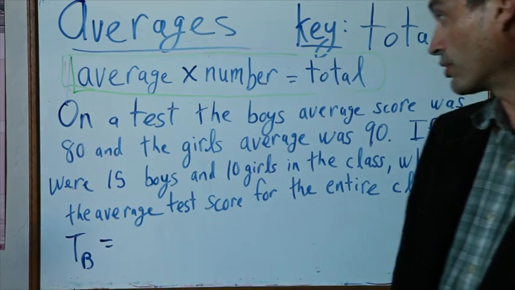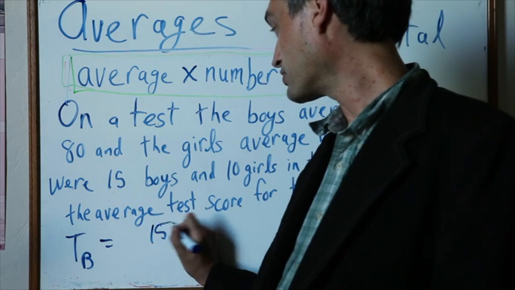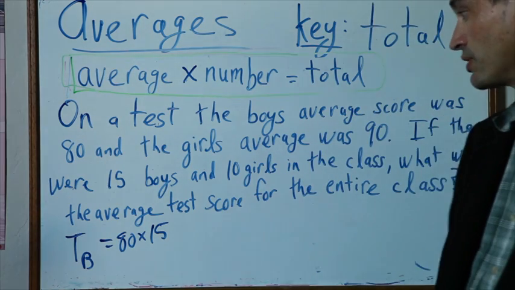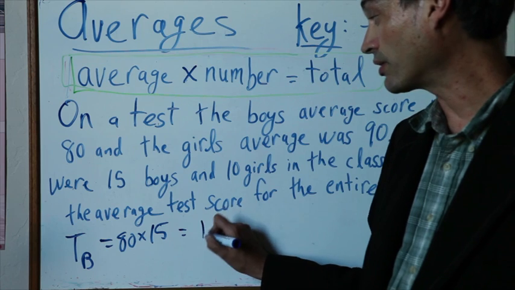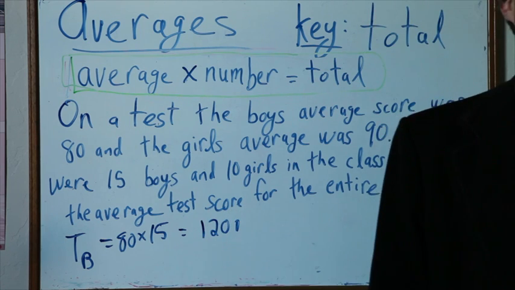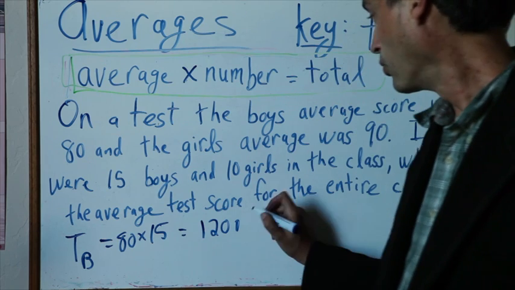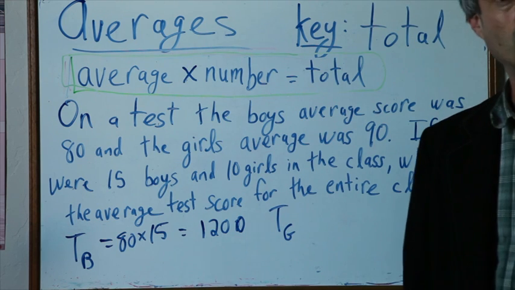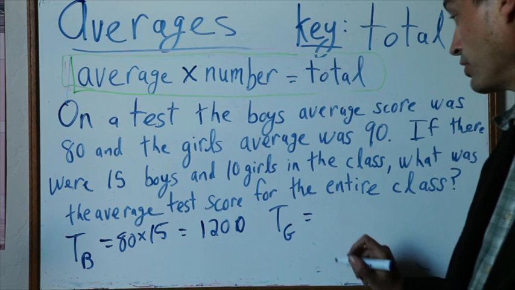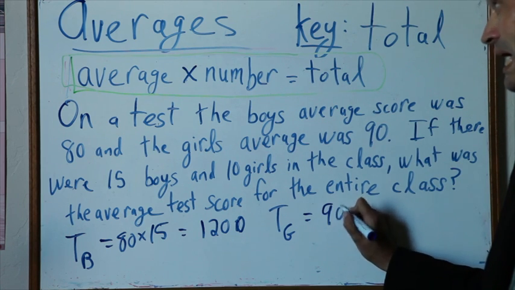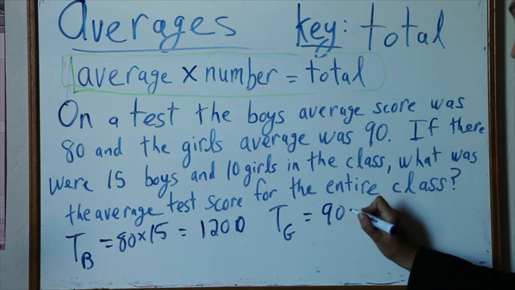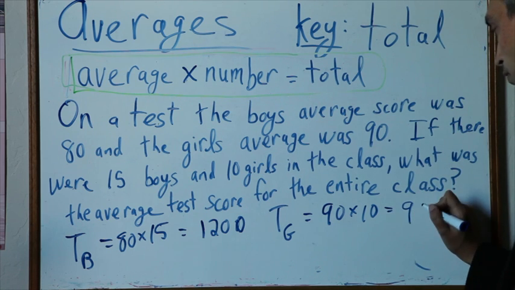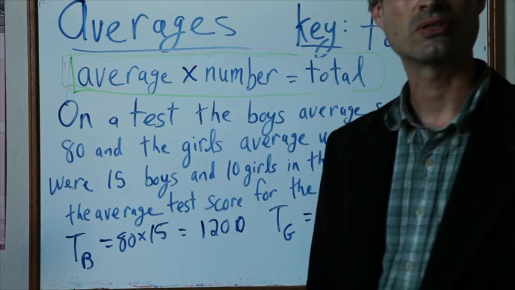If there were 15 boys times an average of 80 points per test, multiply that out on your calculator, 1,200 total points for all the boys. We're going to treat the girls' total similarly. I'll use the subscript G for total of the girls. This time, the average score was 90 times 10 girls in the room would yield 900 points for all the girls' papers in the class.